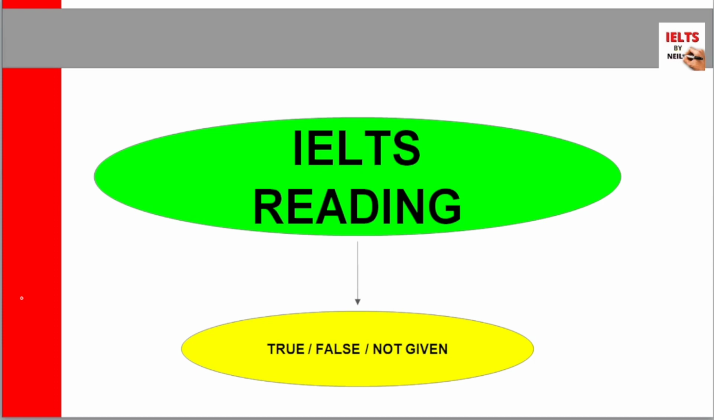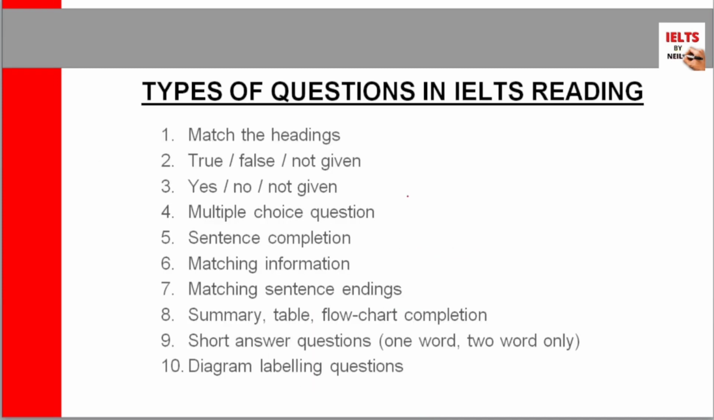Today we're going to discuss one of the question types in the IELTS reading section, and those question types are true, false, not given, or another version of them, yes, no, not given. As we all are aware, the IELTS reading section is one of the 4 sections of the IELTS, and in that particular reading section there are different types of questions. So these all are the types of questions which are there in the reading section.